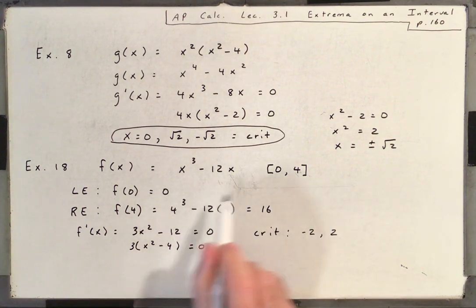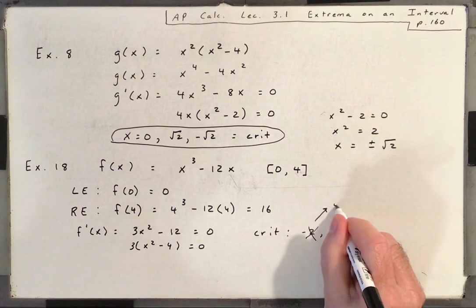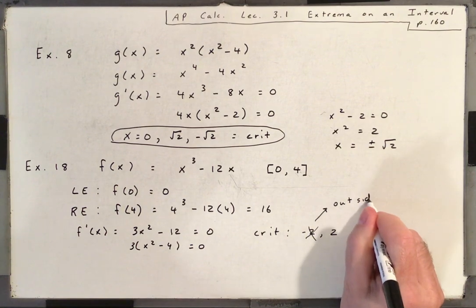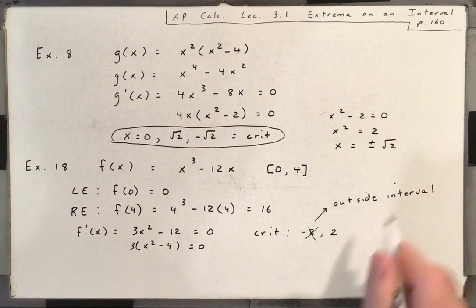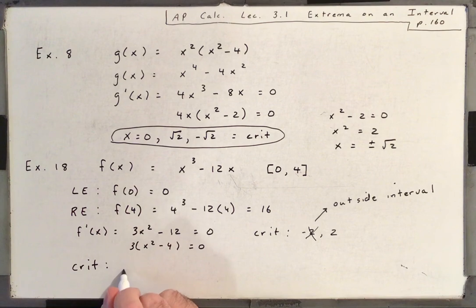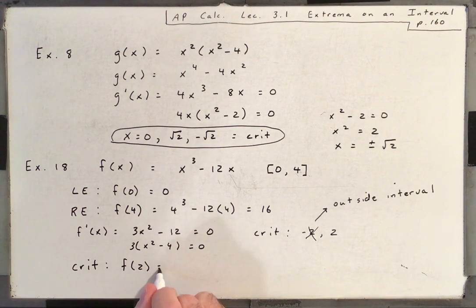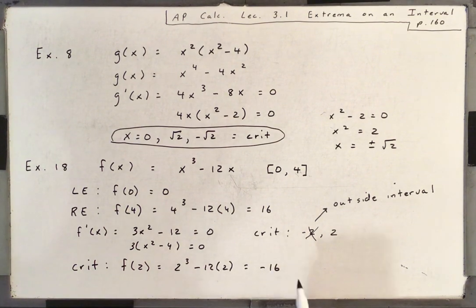However, negative 2 is outside of the interval of interest. So I'm only going to have to look at the critical point 2. So f of 2, our critical point evaluation, f of 2 would be 2 cubed minus 12 times 2. So that's 8 minus 24, so that's negative 16.